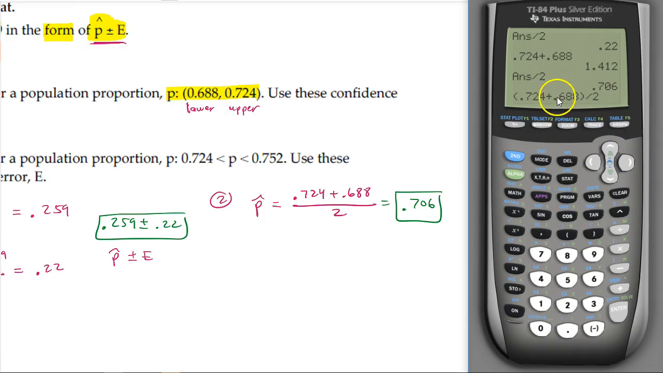So by putting parentheses, we're going to evaluate the sum first and then divide by 2. All right, and that's the correct answer. So hopefully that makes sense.